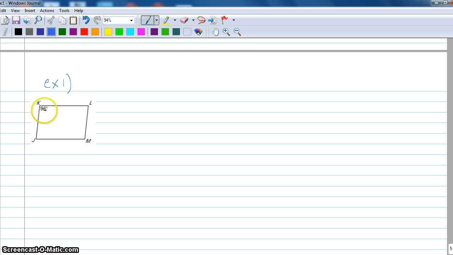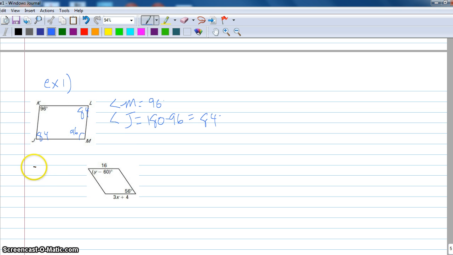Alright, example 1. Let's say find, I don't know, angle M. Well, remember, K and M are opposite angles, so they're equal. So that's also 96. And let's say I ask you to find angle J. Well, angle J is on this side, and it's not opposite, so it's not equal. They are supplementary, so it's 180 minus 96, which is 84 degrees. So that's 84 and that's 84.